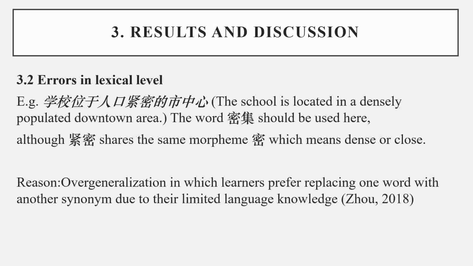The word 密集 should be used here, although 紧密 shares the same morpheme 密, which means dense or close. The reason for this kind of error is overgeneralization, in which learners prefer replacing one word with another synonym due to their limited language knowledge, as Zhou mentioned.